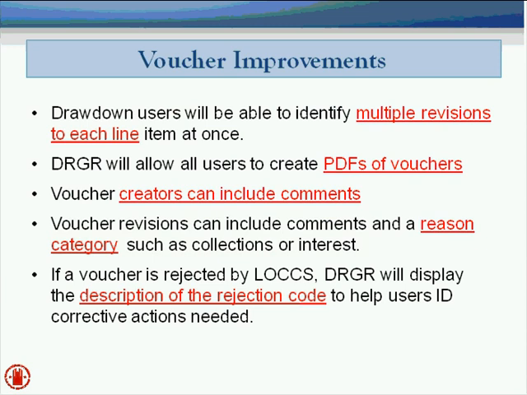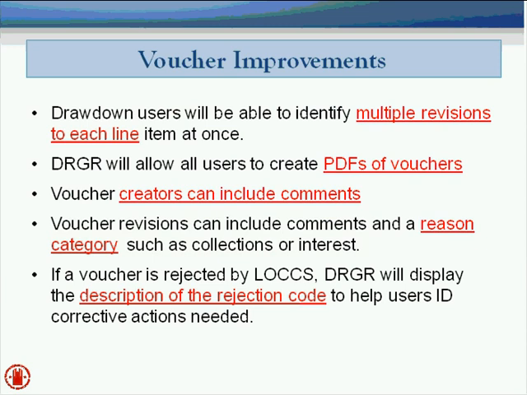So this will give you a little space to be able to document and track why it is you're making those voucher revisions. And the final one for voucher improvements is if LOCCS rejected the voucher for any reason, instead of just giving you a code that you have to look up in the drawdown user manual, it will also now just have a few words that describe what the rejection code is. That way you can identify what you need to do to fix the issue before you resubmit the draw.